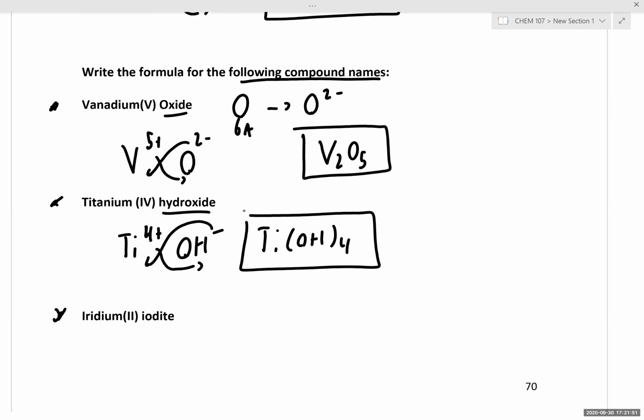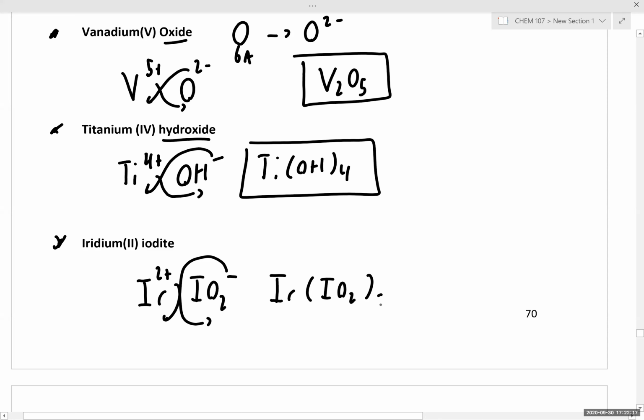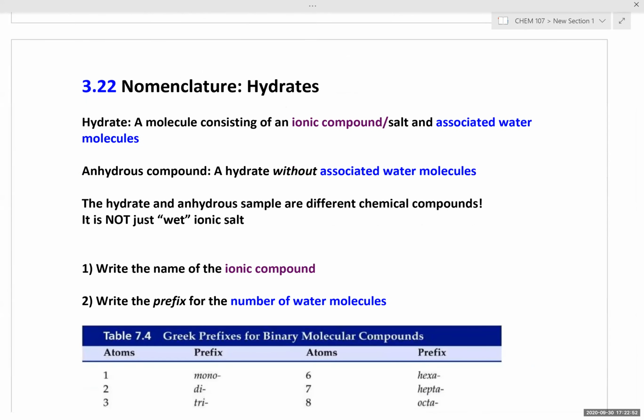Let's keep going now. Iridium 2 iodite, so iridium is Ir, has a charge of 2 plus. Iodite is IO2 minus. Now, all we have to do is cross our charges, and that gives us Ir(IO2)2. There we go. Does this example make sense to everyone? Is everyone comfortable with writing the formulas from the name? If we don't have any other questions on this example, let's keep moving on and talk about hydrates.